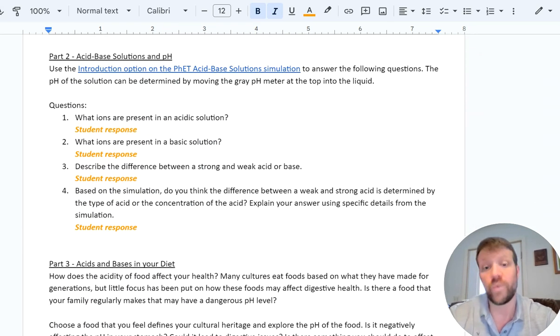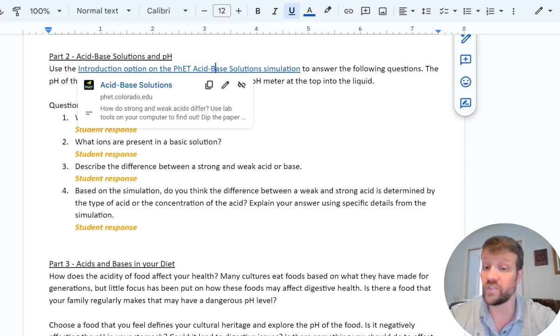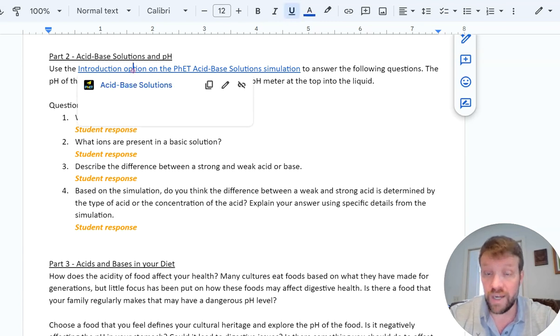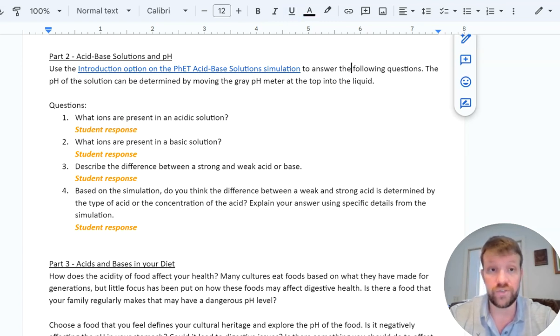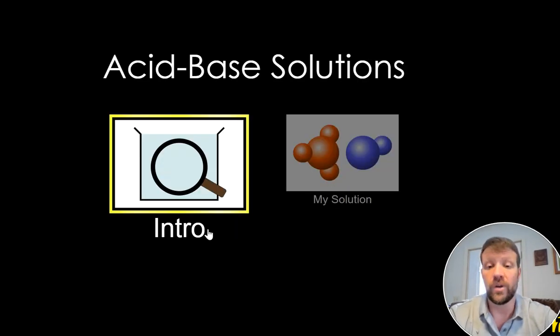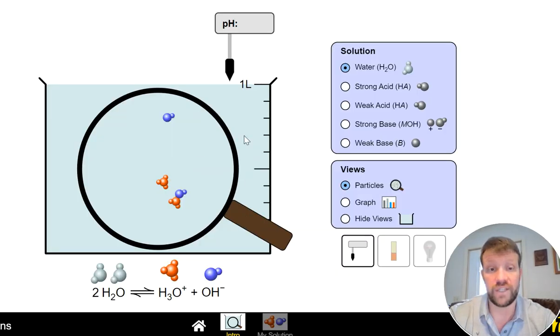Part 2, we've got a different PhET simulation. We're going to click on this one here. And there's definitely a tricky part to this one. So make sure we're looking at this. You're going to open that up. And it says the introduction option. So we're going to look at this right here. We're going to open it up. And we're going to look at just the intro option right here, okay?